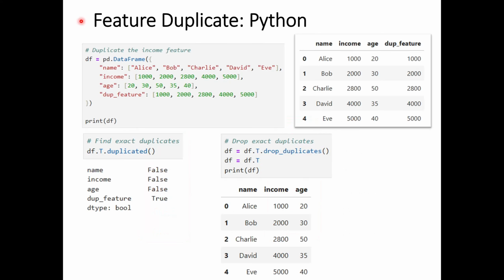In Python, we can handle duplicate features the same way as duplicate rows, by simply transposing the dataset so that rows become columns and vice versa. In this example, we created a duplicate feature, detected it using the duplicated function applied to the transposed dataset, and removed it with drop duplicates.